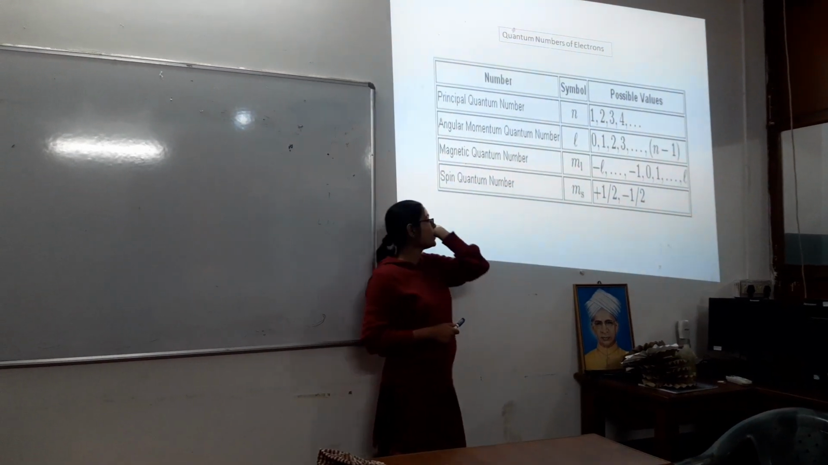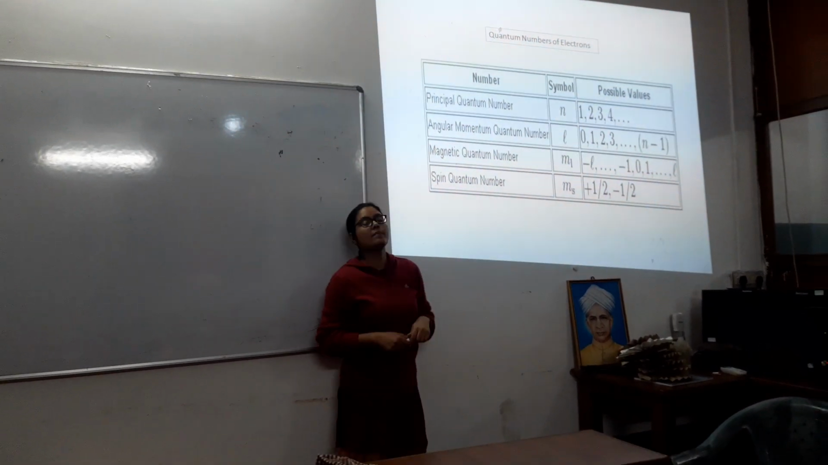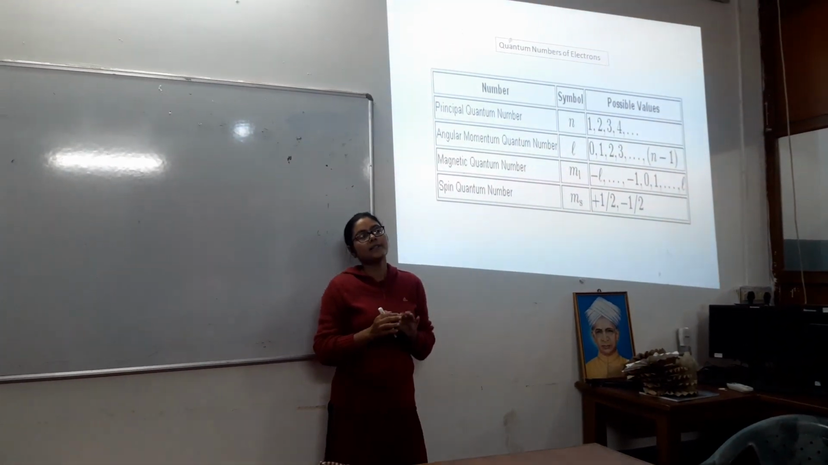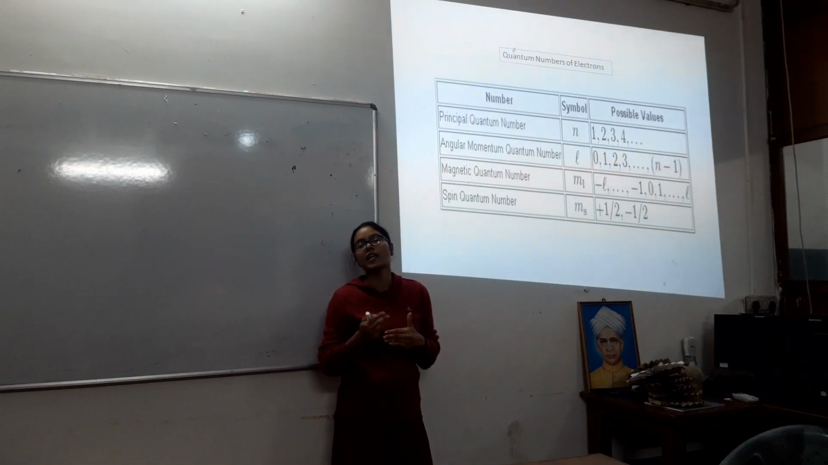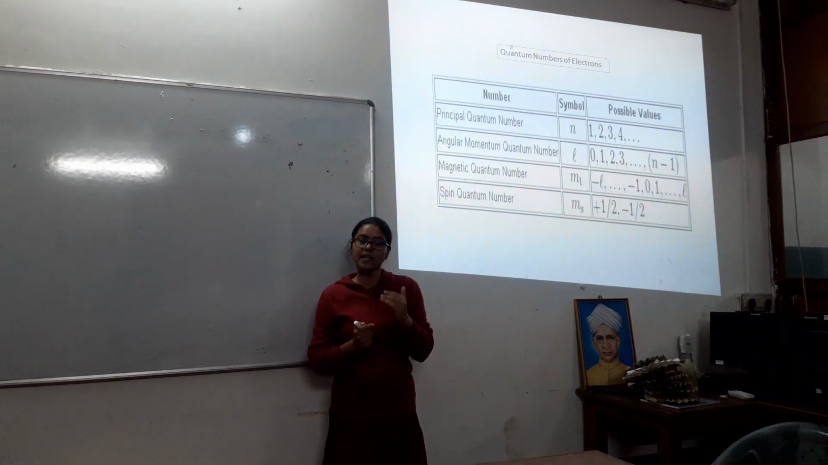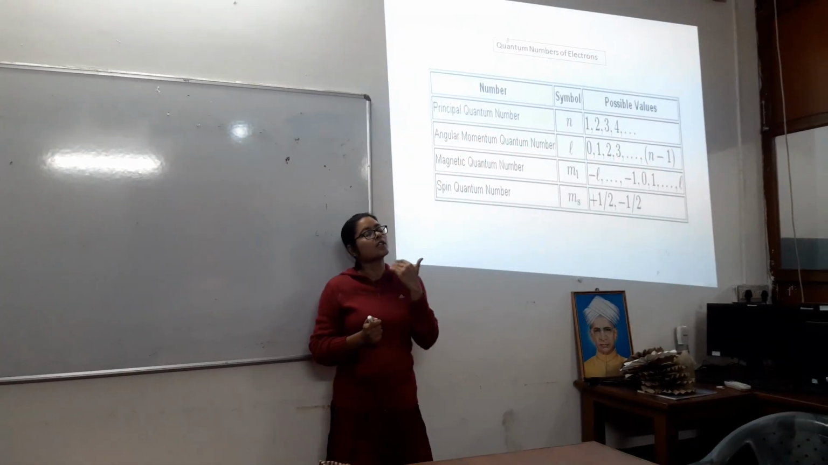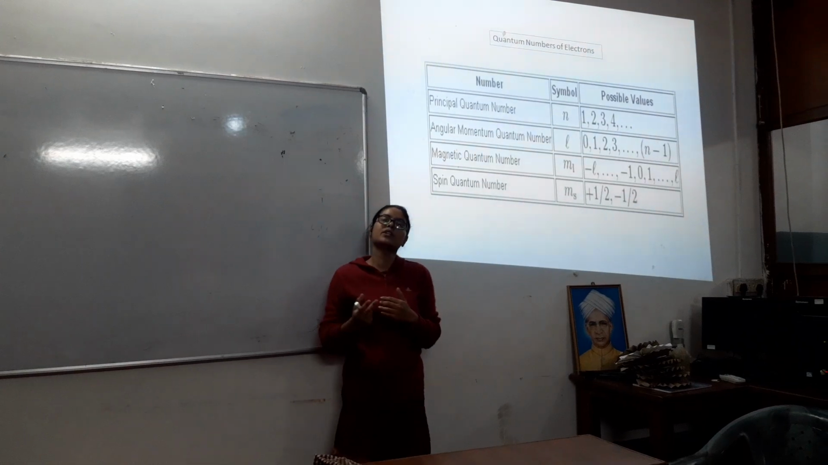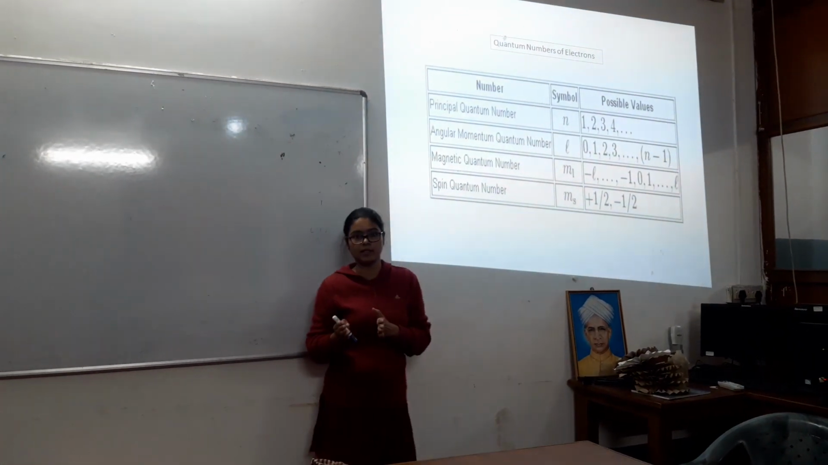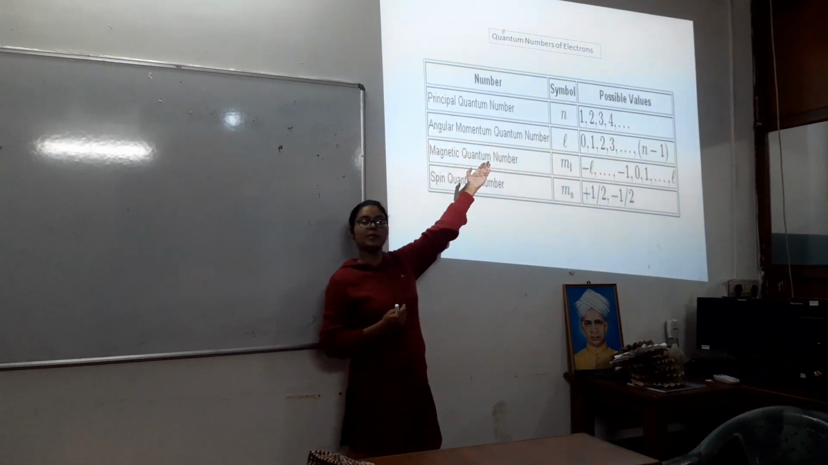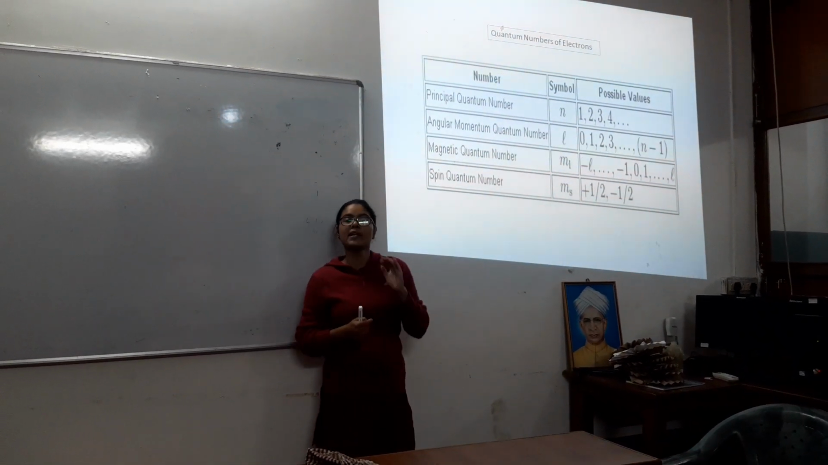Now, we know the principal quantum number. The principal quantum number comes from Bohr's theory, and n equal to 1 means the first orbit, for the second orbit it is 2, and for the third orbit the principal quantum number is 3. So actually the principal quantum number indicates the number of the orbit. Then the azimuthal quantum number or angular momentum quantum number l.